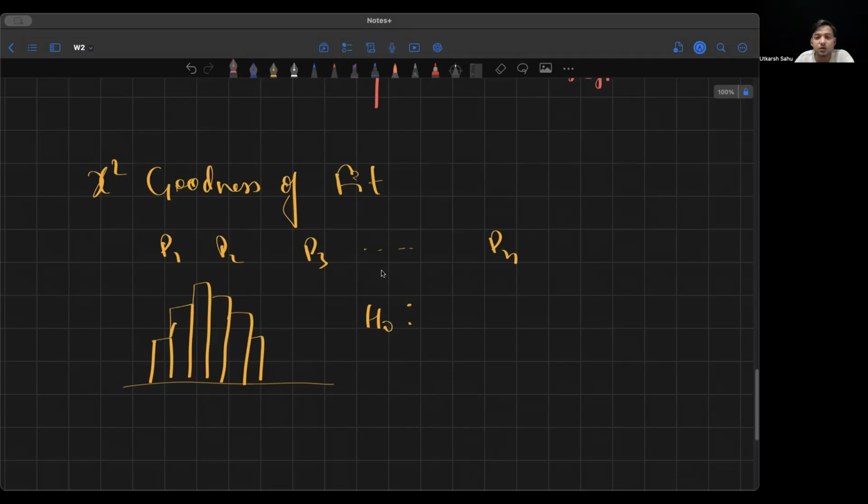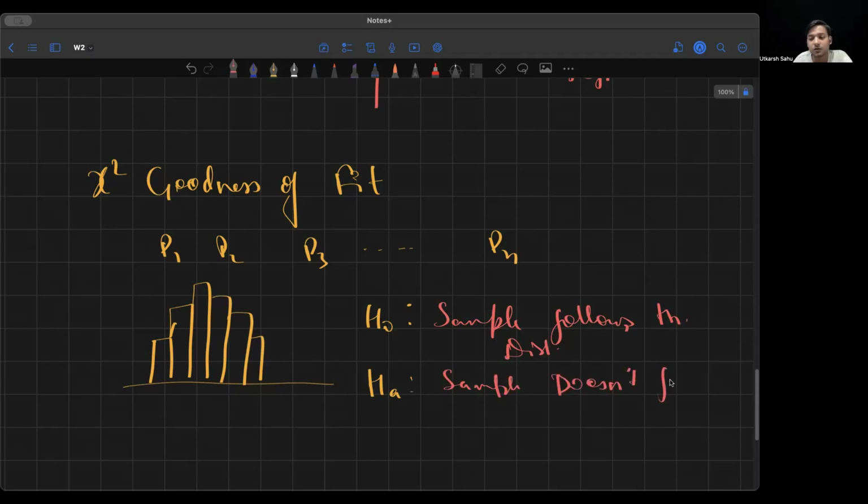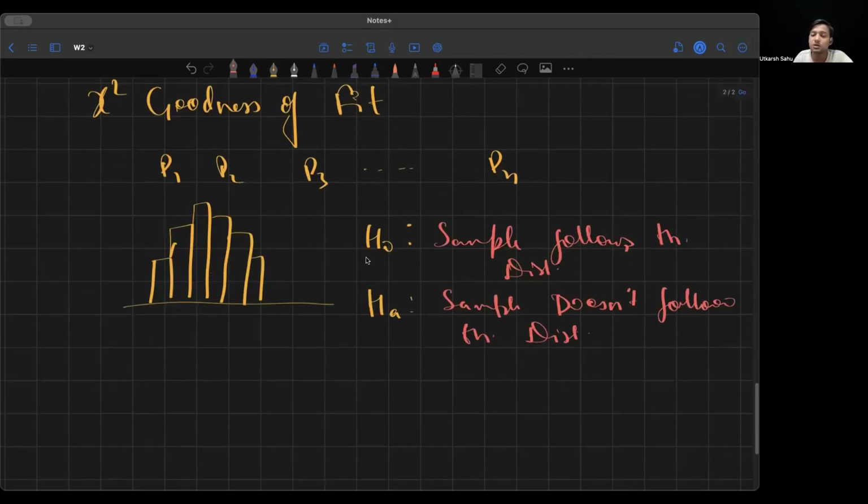So in case of chi-square goodness of fit, what is going to be our null hypothesis? It is basically that the sample follows the theoretical distribution. This is my null hypothesis. And my H alternative, or alternative hypothesis, would be that the sample does not follow the theoretical distribution. So I hope this is clear, that your null hypothesis is that the sample follows the theoretical distribution.